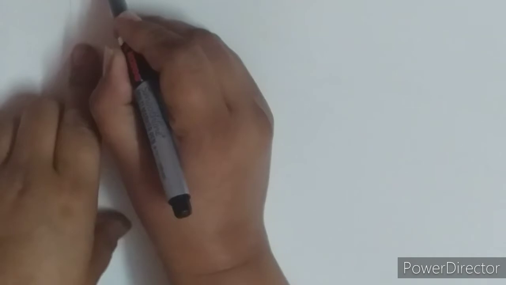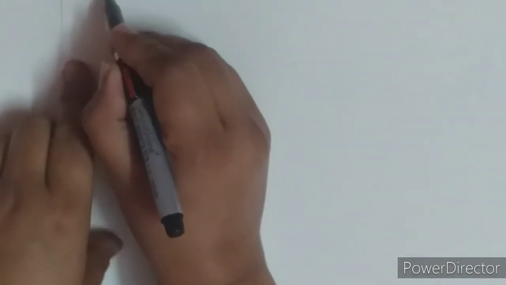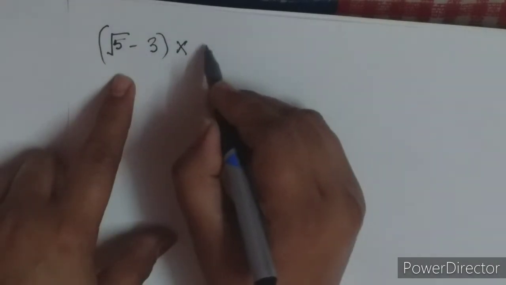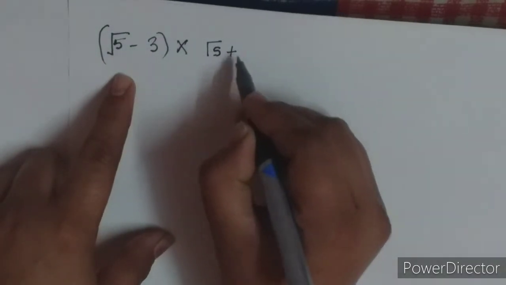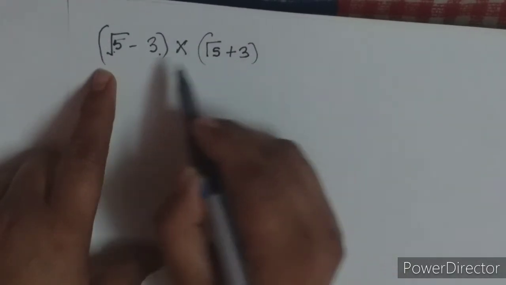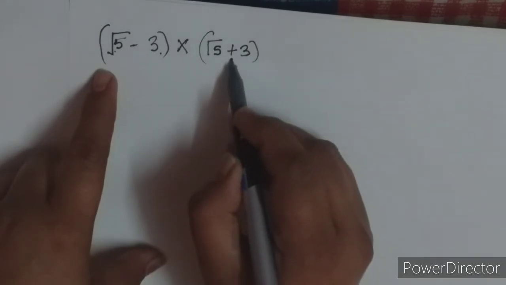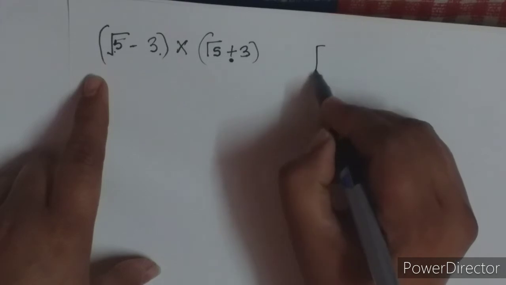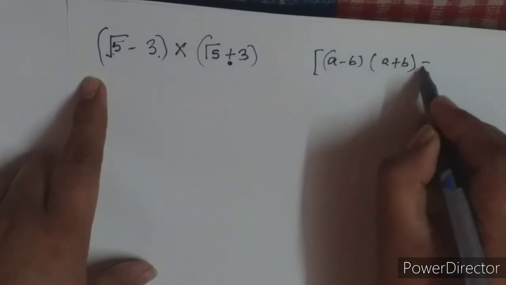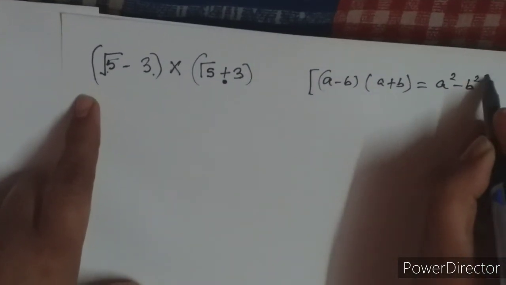Now, I take one more example. Suppose I have the number square root of 5 minus 3. Clearly it is an irrational number. Now I have to change it into a rational number by multiplying it with a number like this: I kept the first term and second term the same, and I simply changed the sign of the second term, so that I can use the identity a minus b into a plus b, which will give you a square minus b square.